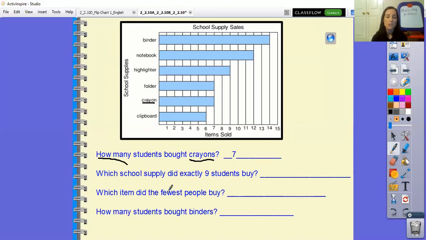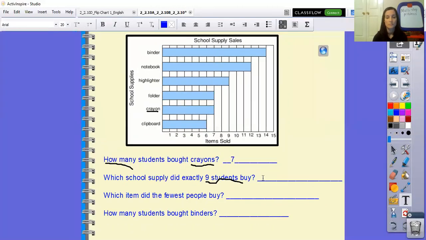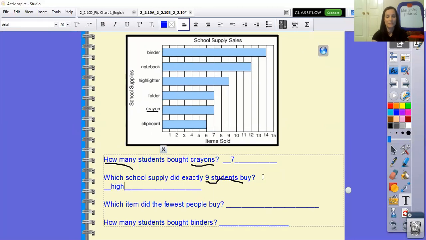Okay, the next question, which school supply did exactly 9 students buy? So we're looking for 9 students. We don't know which school supply it is, but we do know that there was only 9 students that bought it, so we could go to the items sold. We could find the number 9, go straight up, and we see that that bar is the highlighter. So the highlighter, exactly 9 students bought those.